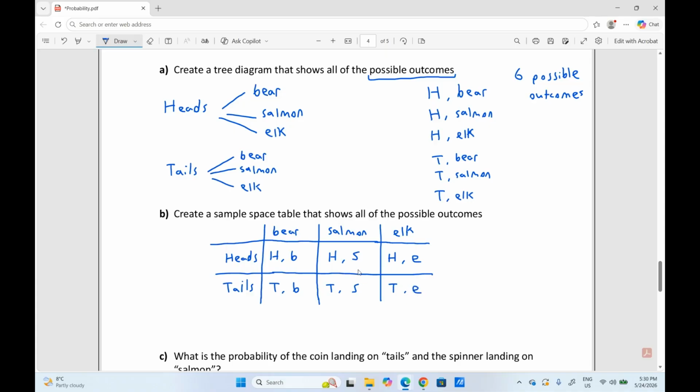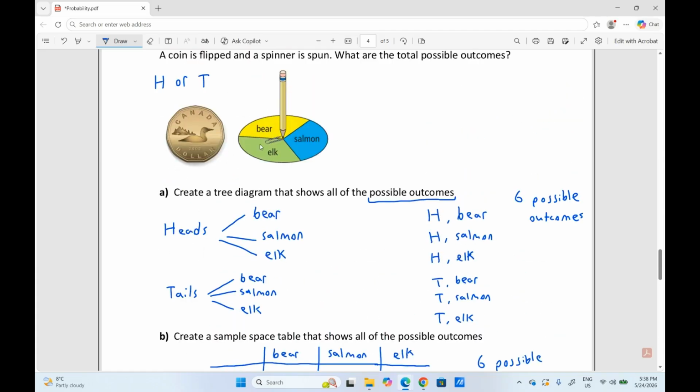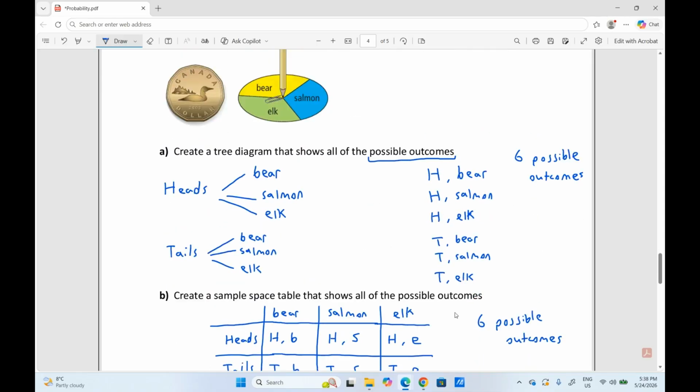So there are also, if you can see here, 6 possible outcomes. I just had to use a way to visualize it. So hopefully the tree diagrams and sample space tables were useful to help you visualize how you can find the total possible outcomes for the situation of flipping a two-sided coin and spinning a spinner and having 3 options. If you don't want to use a visual way, there is yet another method.